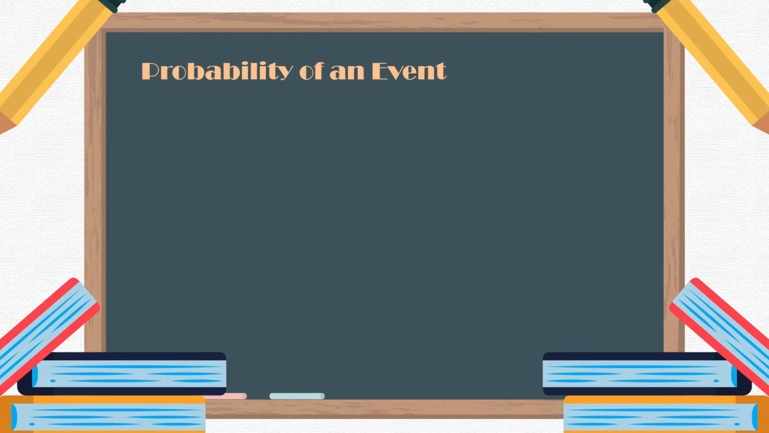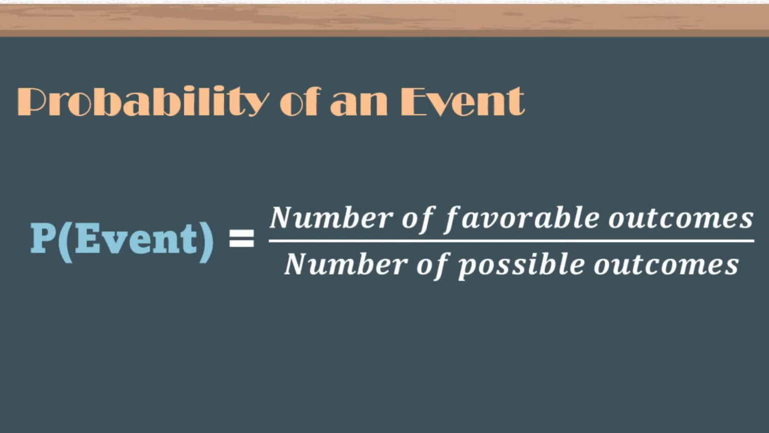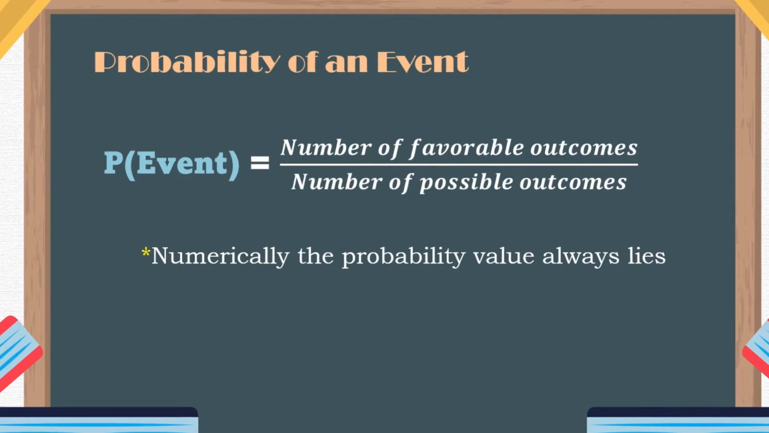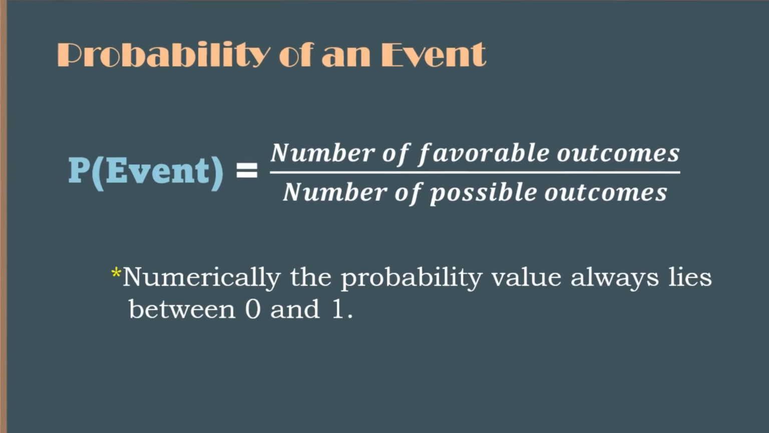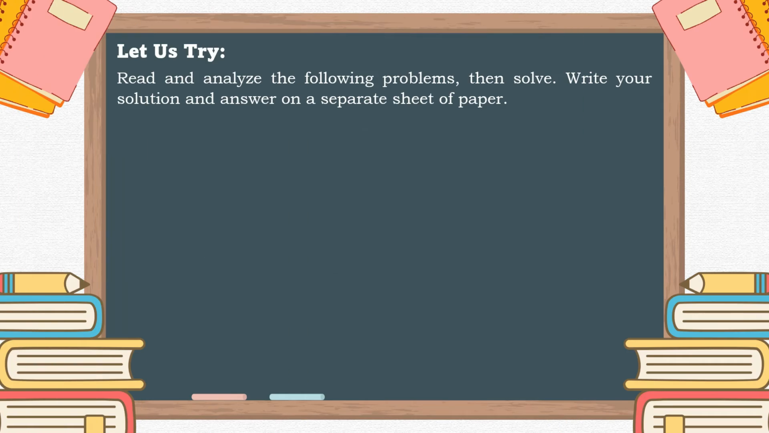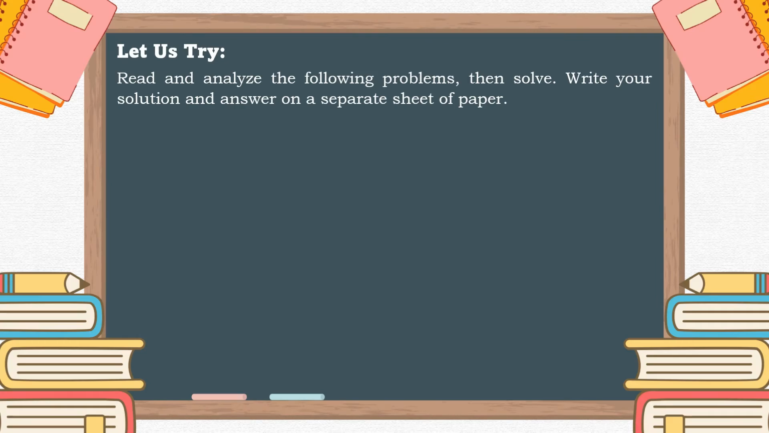So to compute for the probability of a simple event, we are going to use this formula. Probability of event equals number of favorable outcomes over the number of possible outcomes. Always remember, class, that numerically, the probability value always lies between 0 and 1. And it is expressed in percentage, decimal, or fraction. Okay, so let us try to answer the following examples. Direction: read and analyze the following problems, then solve. Write your solution and answer on a separate sheet of paper.